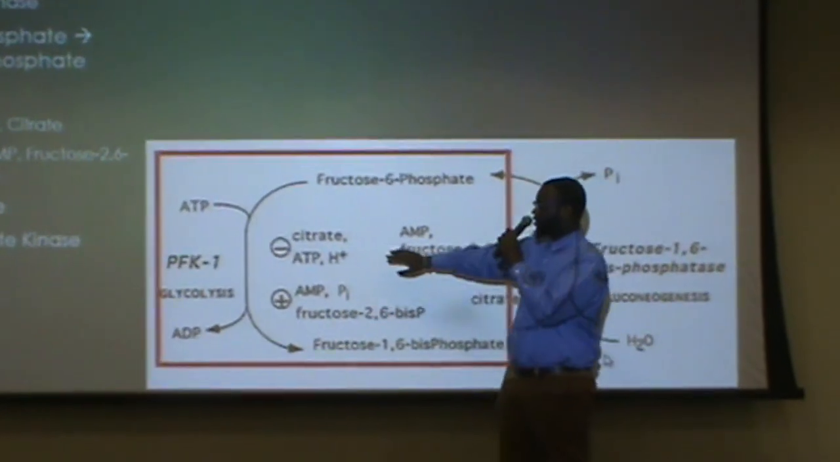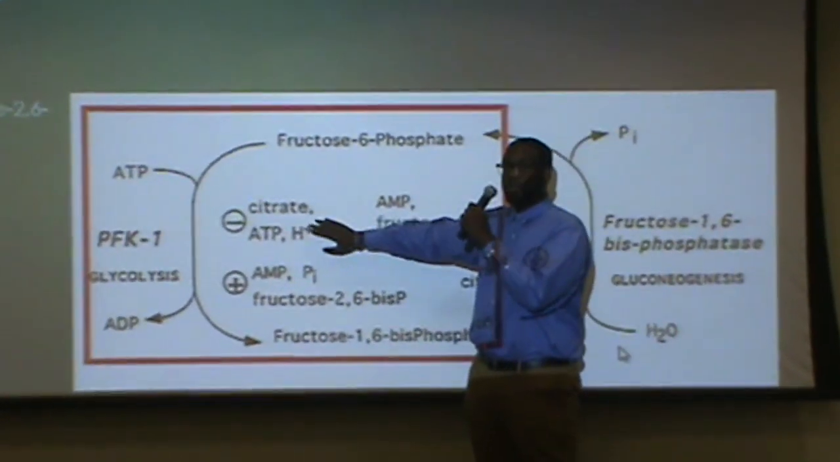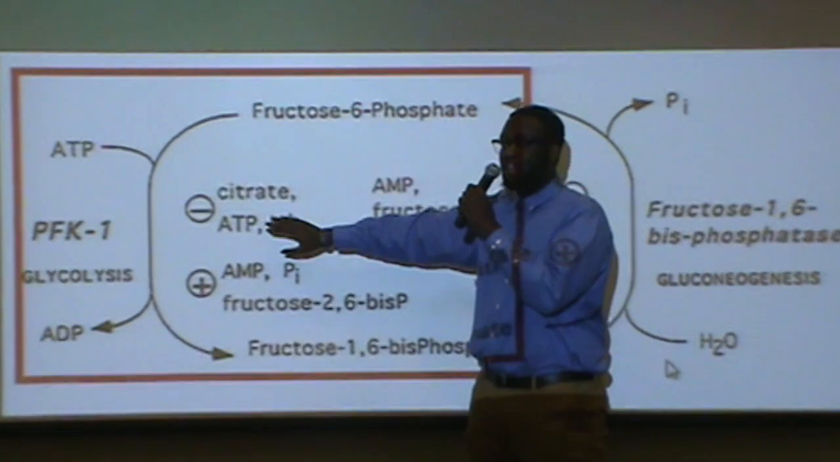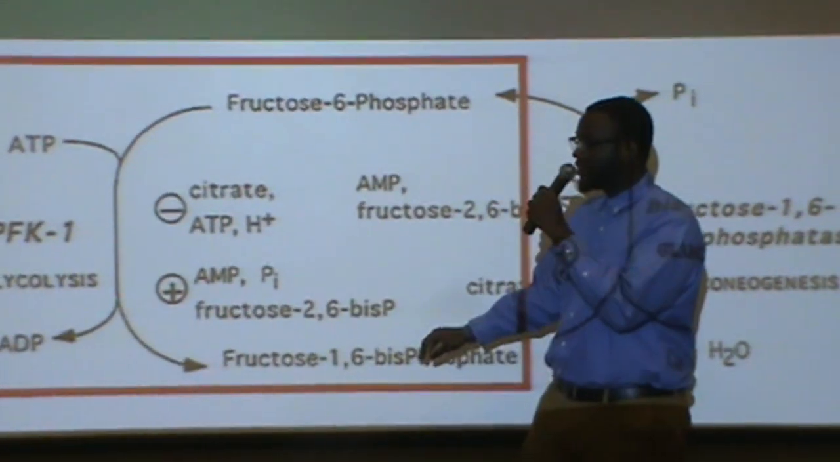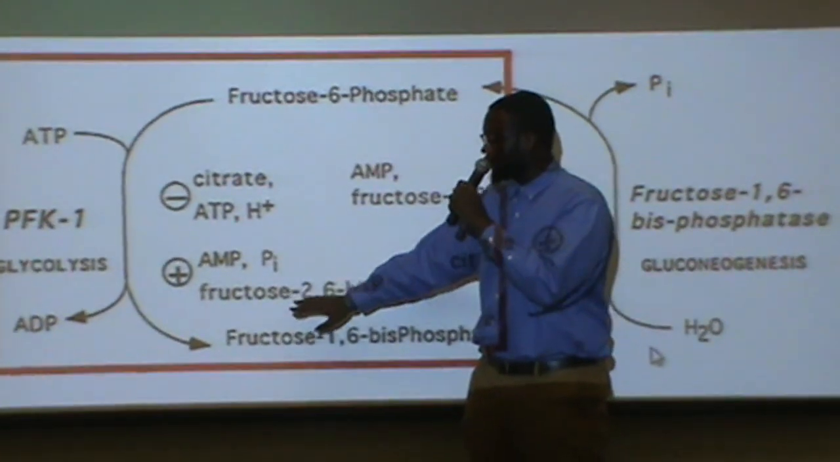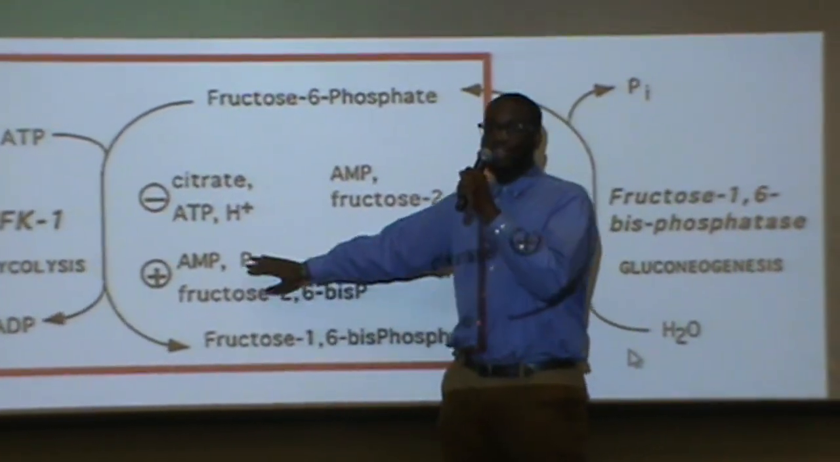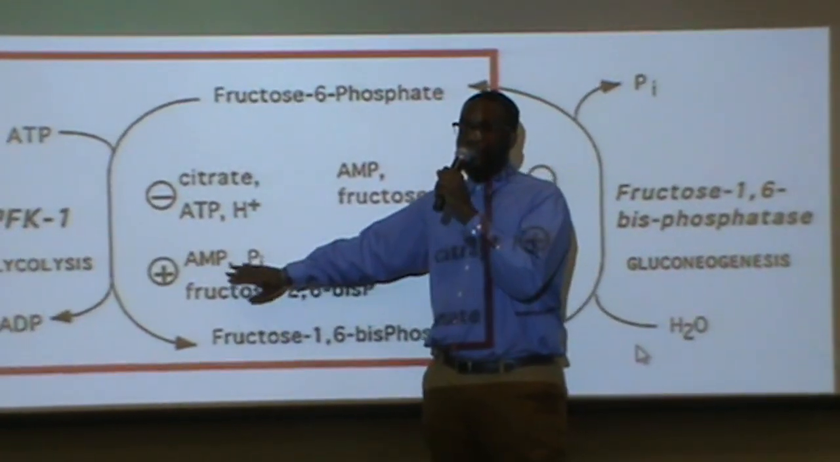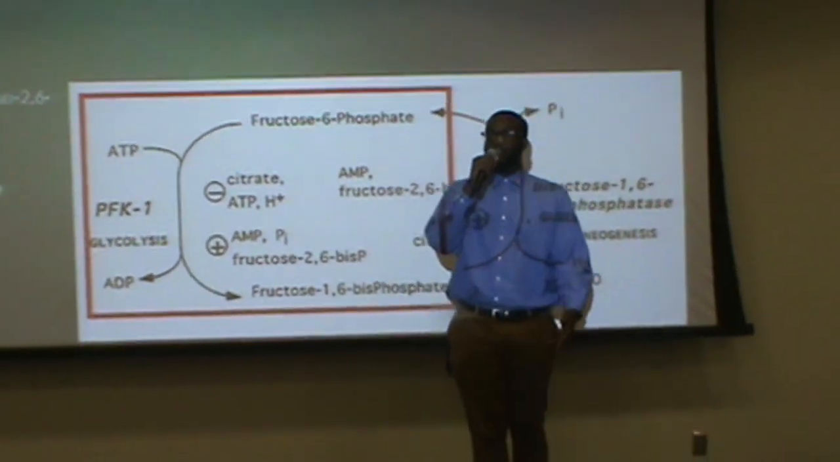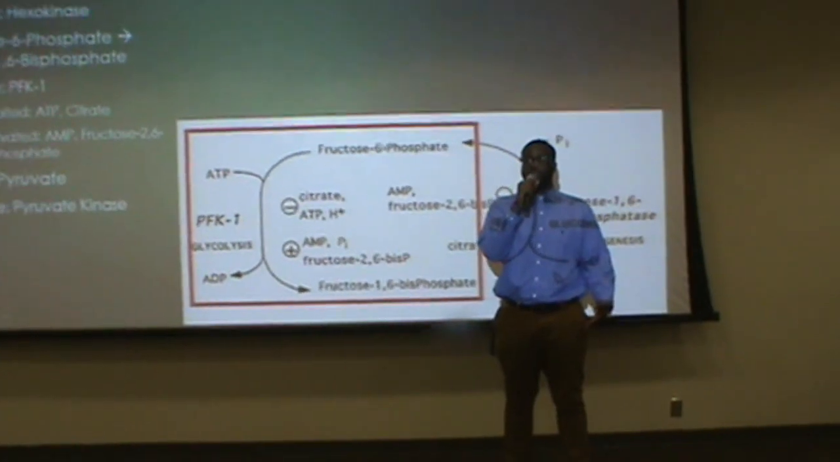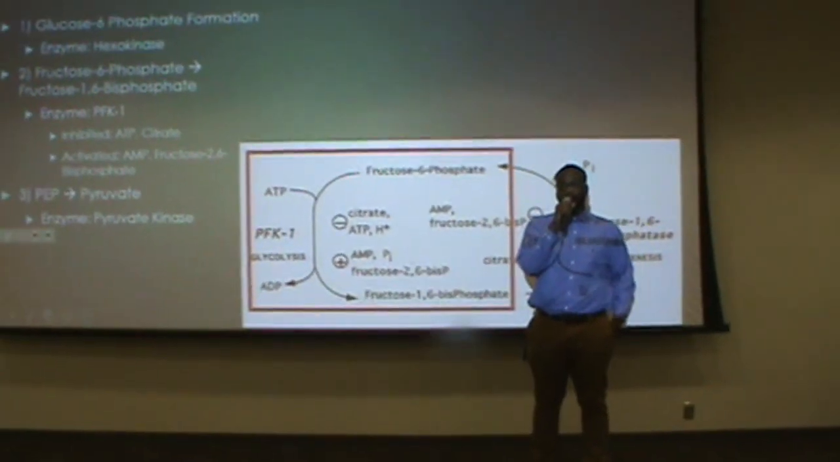As you can see by this chart here, if there is an abundance of citrate or ATP, it would deactivate PFK1, therefore slowing down glycolysis. If there is an abundance of AMP or fructose 2,6-bisphosphate, that will activate PFK1, therefore turning on glycolysis. You can see these processes being similar in the first step and in the third step. And this is how we maintain glycolysis in this cycle.